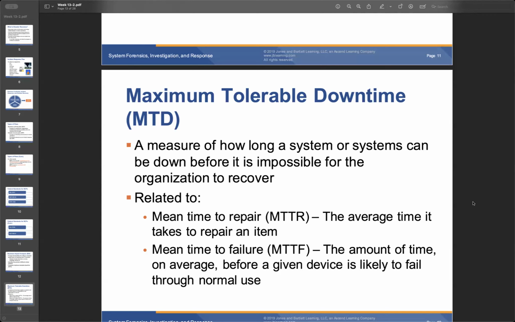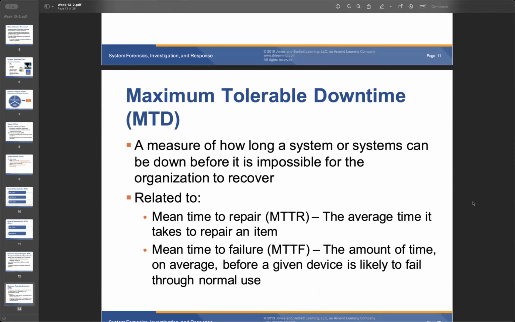Okay, so maybe something is pretty straightforward. If you need to back up or copy from one hard drive to another hard drive, it takes maybe 1 or 2 hours, depending on the data size. But we can get the mean time to repair, or the mean time to failure, MTTF. It tells the amount of time on average before a given device is likely to fail through normal use.